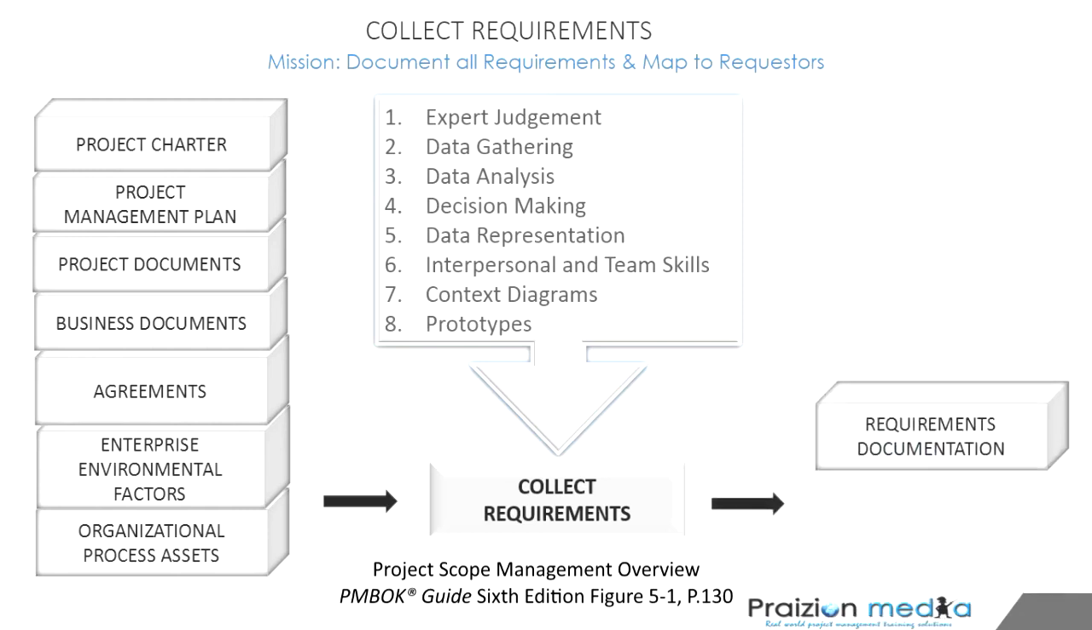So the outputs of this process: requirements documentation. This refers to a document that spells out how the requirements will meet the business needs, or how the requirements map back to the business needs of the project. Some people also loosely refer to requirements documentation as any documents that pertain to requirements being collected or requirements being better defined. The next one here is requirements traceability matrix, RTM.